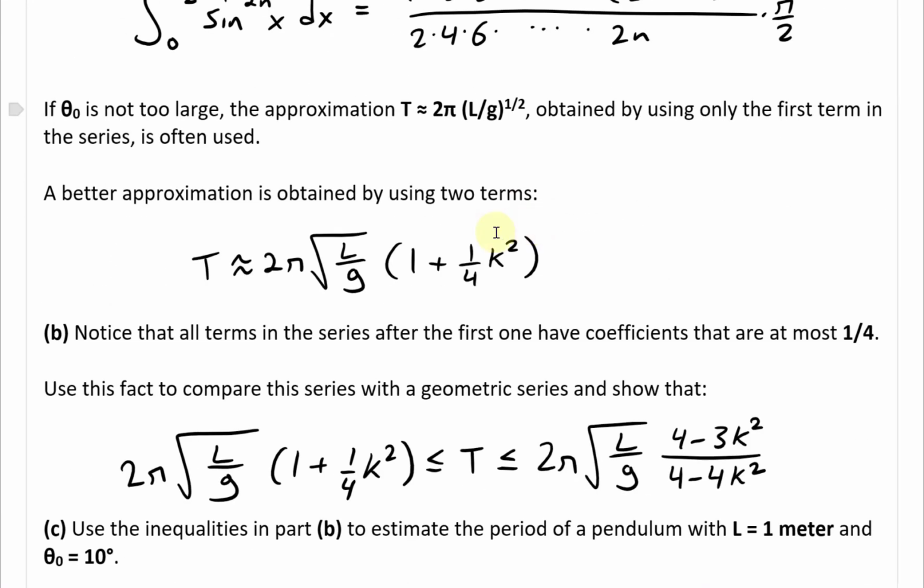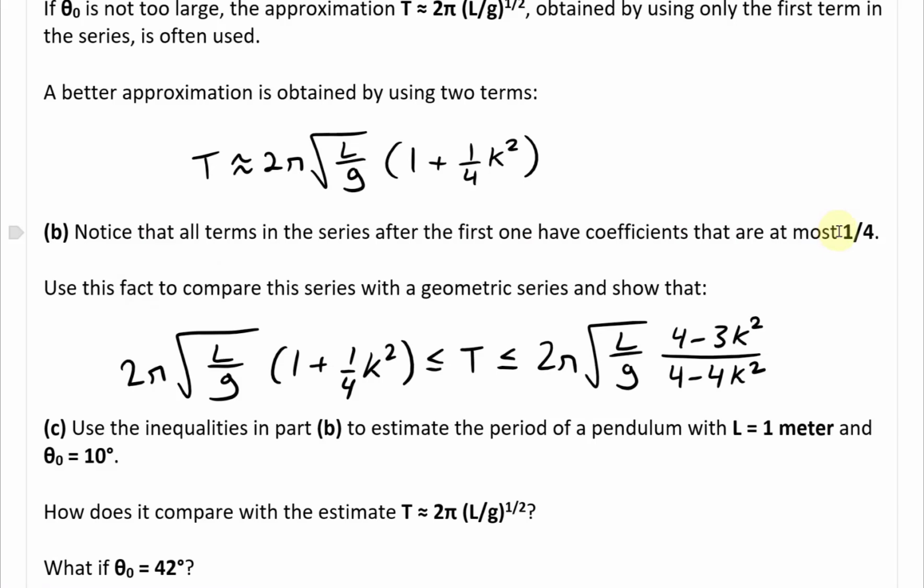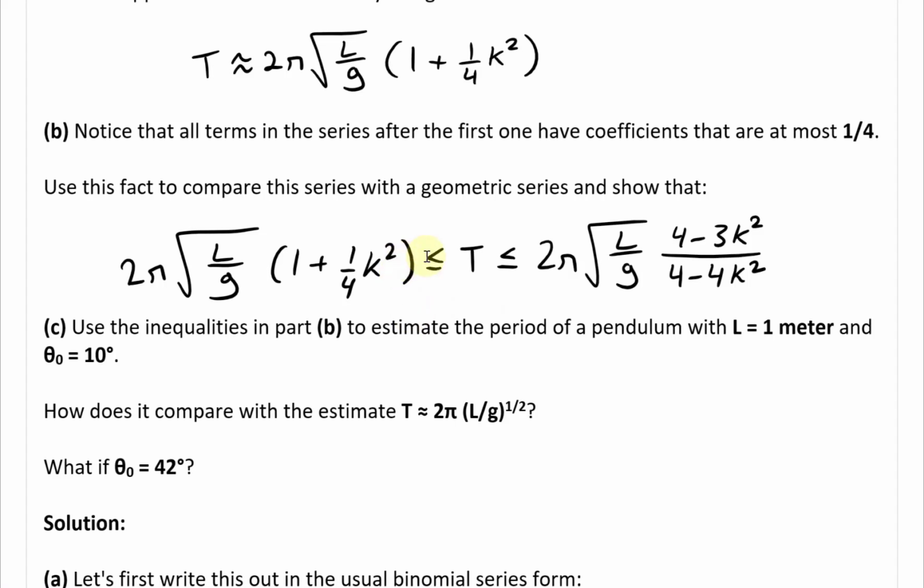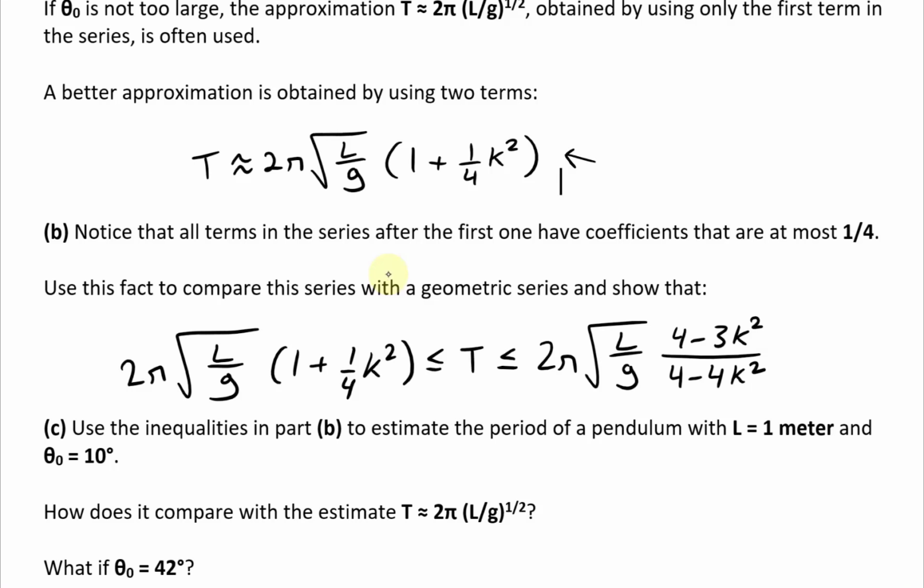Alright, so let's continue further. Now it says to use the fact that this is at most 1 over 4 to compare the series with a geometric series and show that t is greater than or equal to 2 pi times the square root of L over G times 1 plus 1 over 4 k squared, which is this one right here. And then show that it's less than or equal to 2 pi times the square root of L over G times this (4 minus 3k squared) divided by (4 minus 4k squared), which is a geometric series.